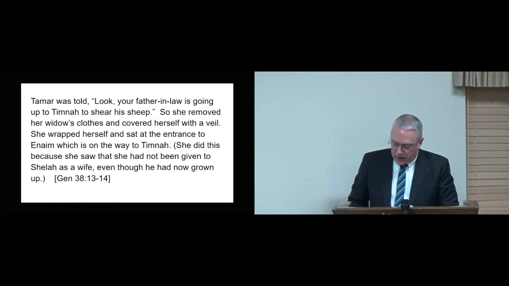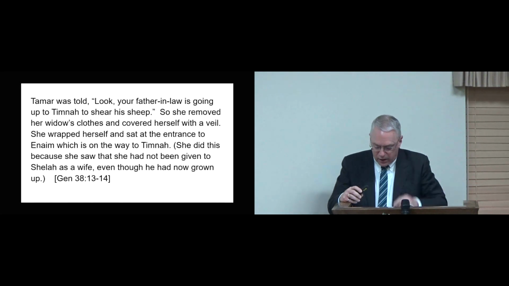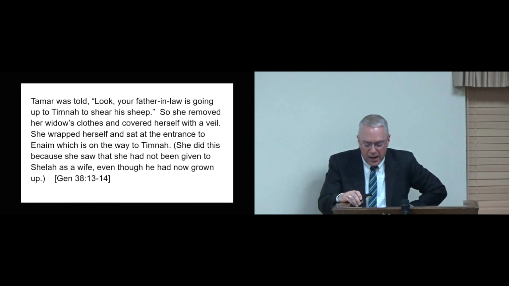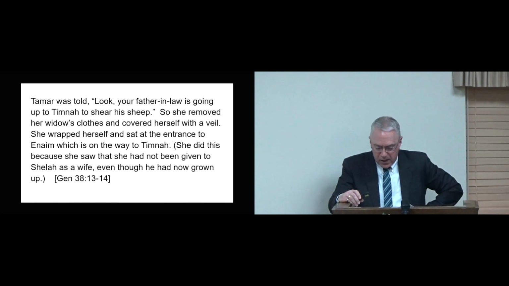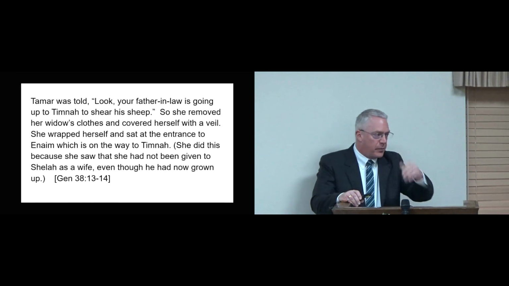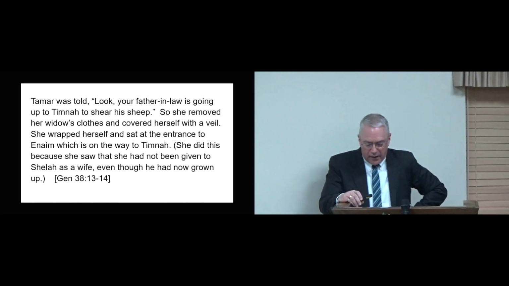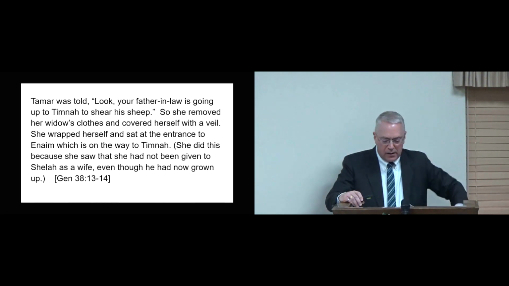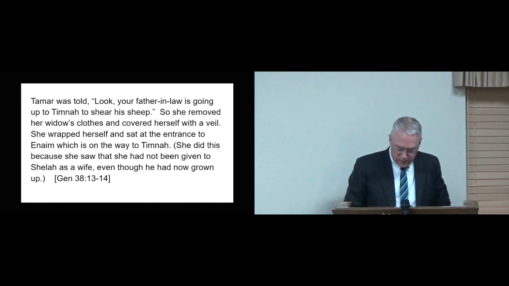Tamar was told, look, your father-in-law is going to Timnah to shear his sheep. So what does she do? She removes her widow's clothes, covers herself with a veil, wraps herself, and sits at the entrance to Enaim, which is on the way to Timnah. She managed to jump ahead of them. And she did this, why? Because she saw that she had not been given to Shelah, the youngest son, as a wife, even though he had now grown up.